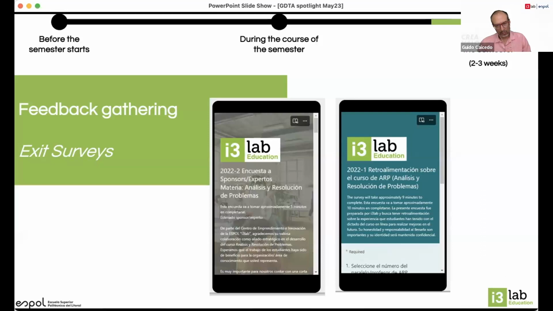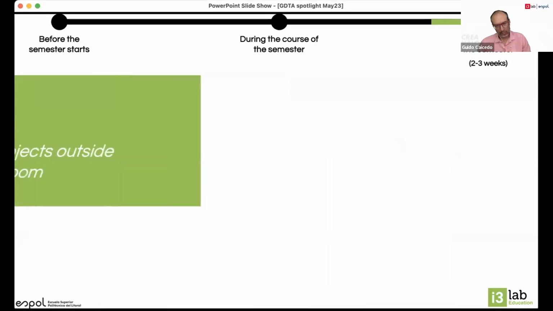And then all those opportunities that we have from this feedback, we then go into the weeks before the next semester so that we can go into those improvements and implement them in our different action plans.